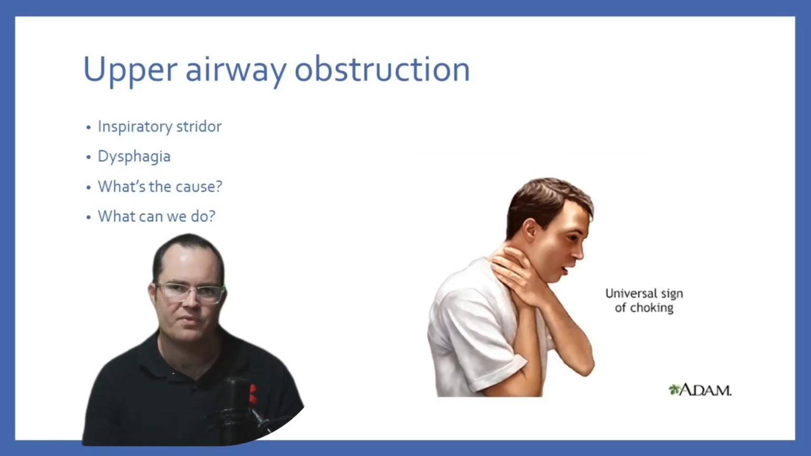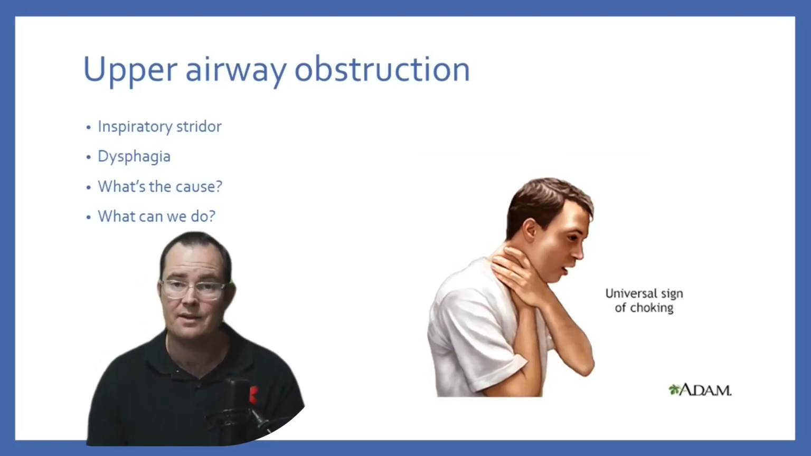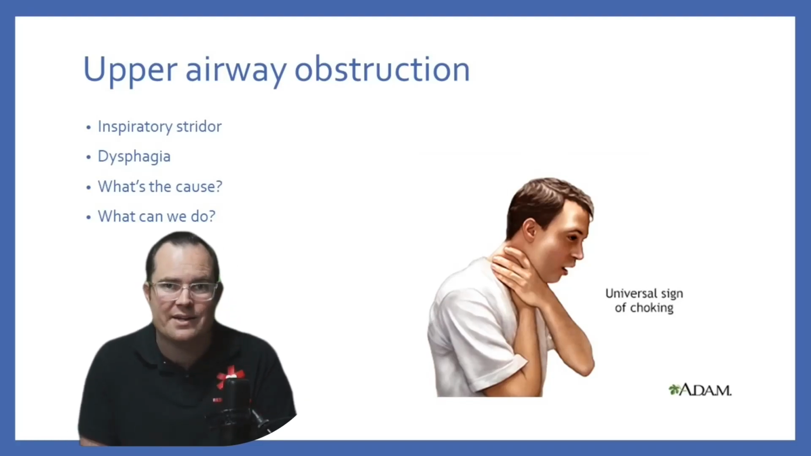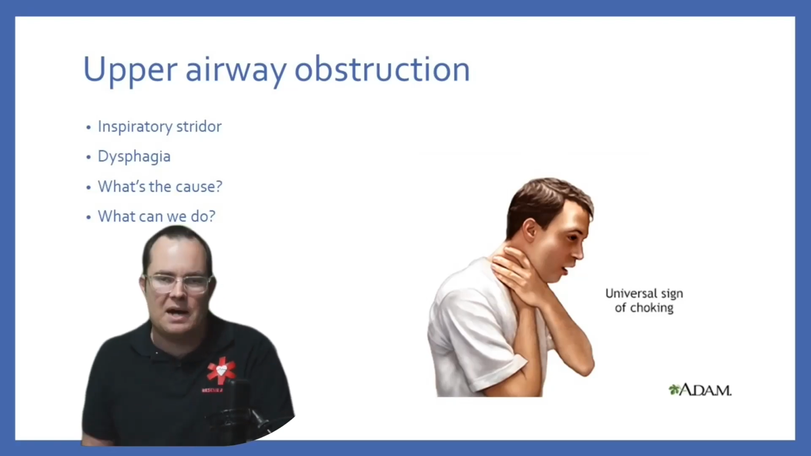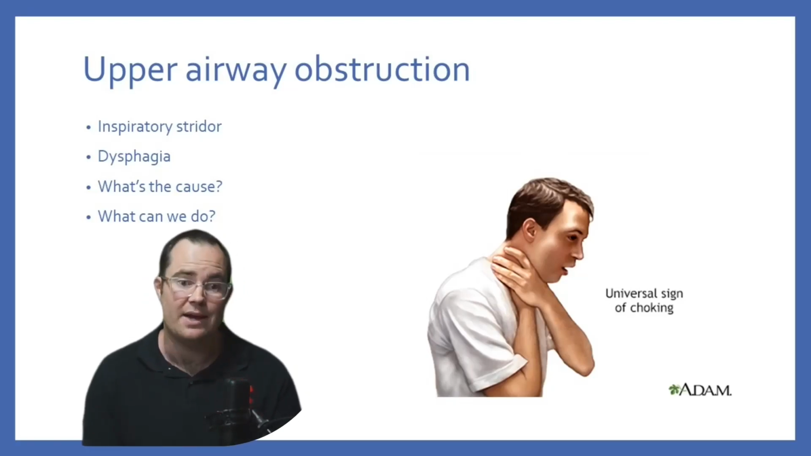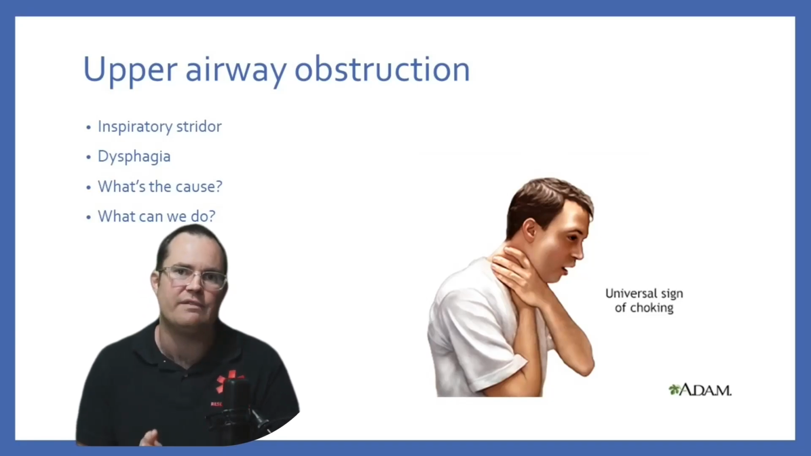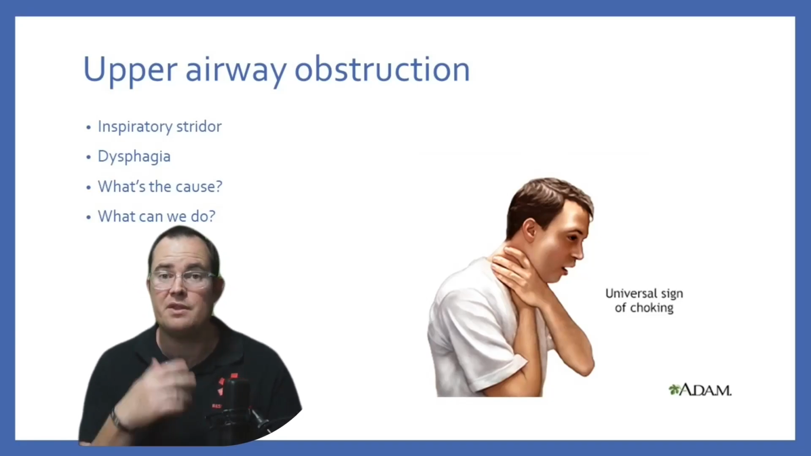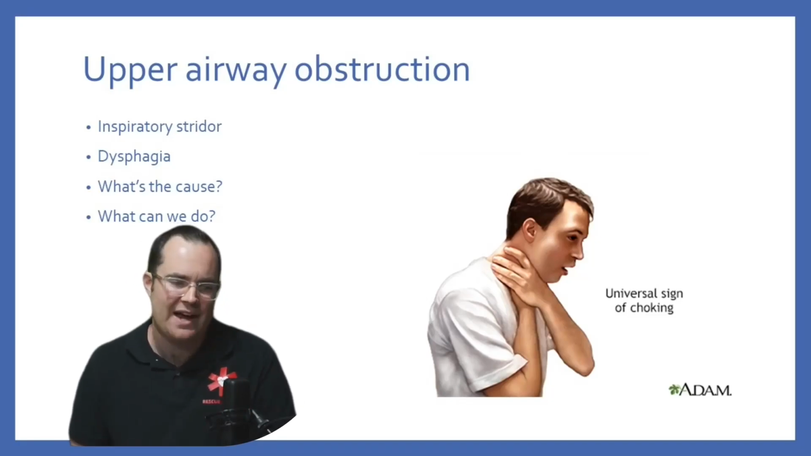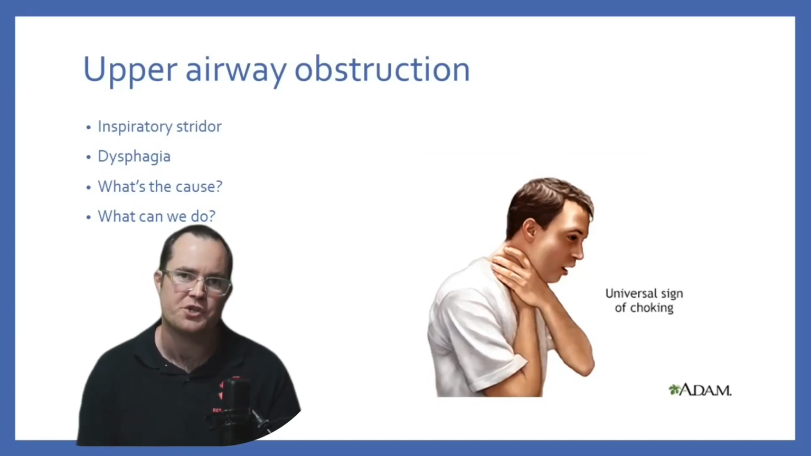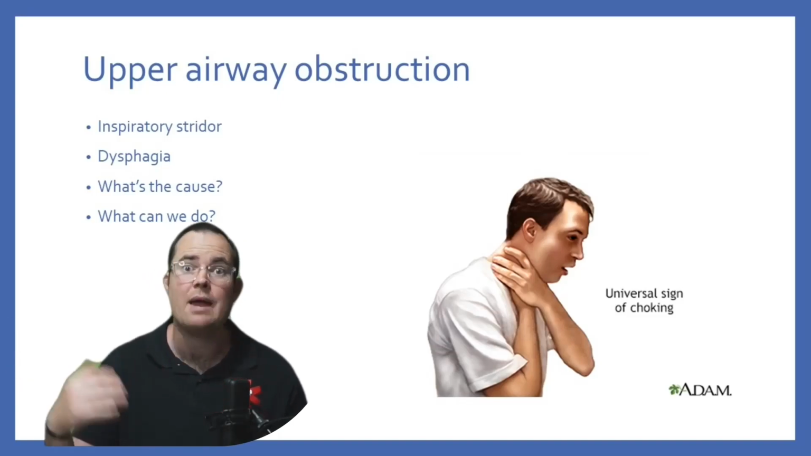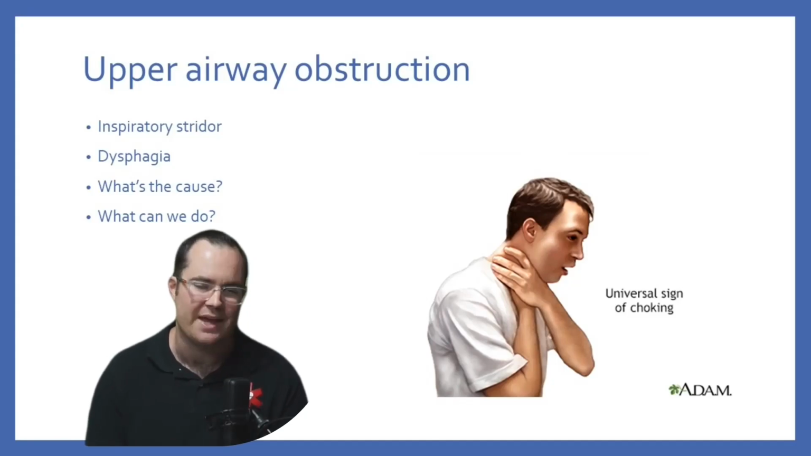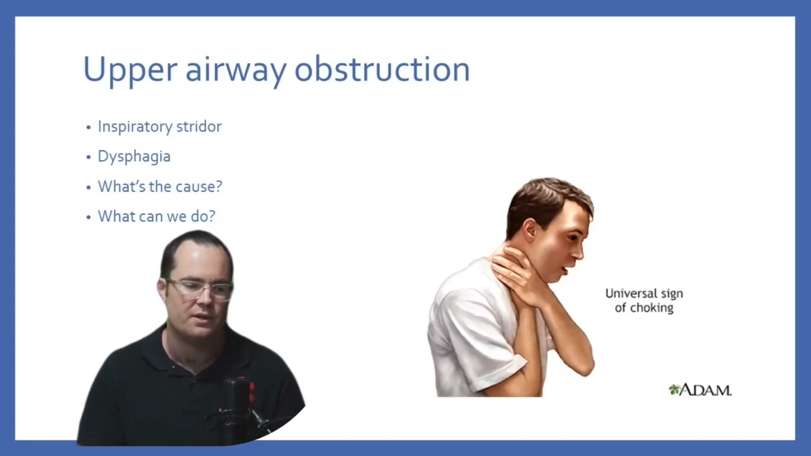What's the cause? There can be multiple causes of upper airway obstructions. Is it intrinsic? If it's intrinsic, it's something that's happening from within the body. For example, swelling. An intrinsic factor of upper airway obstruction could be the tongue. An extrinsic factor of upper airway obstruction could be choking on a hamburger. So please know the difference between intrinsic factors of choking and extrinsic factors of choking.